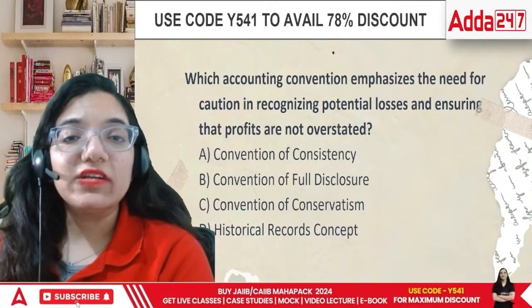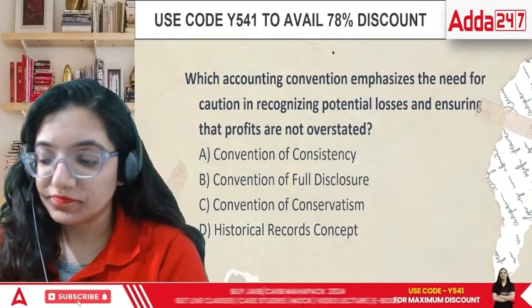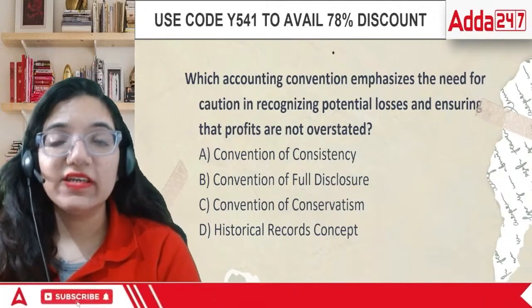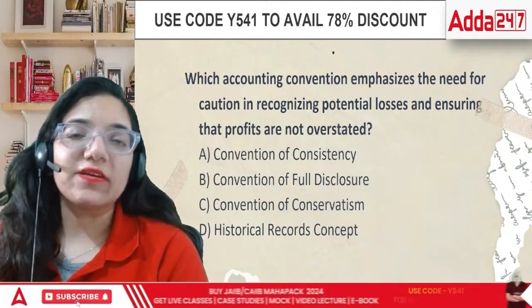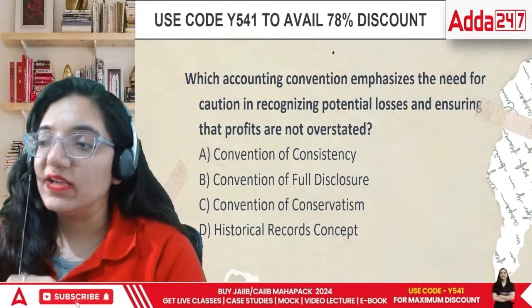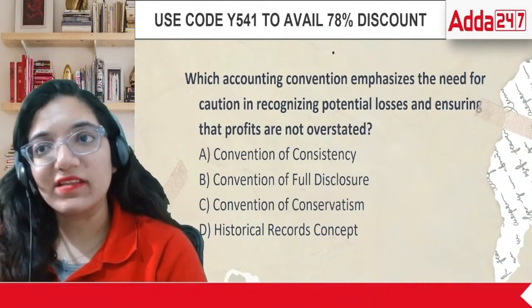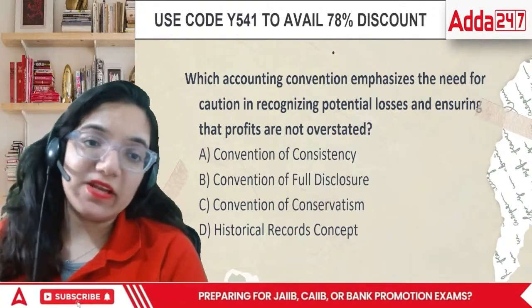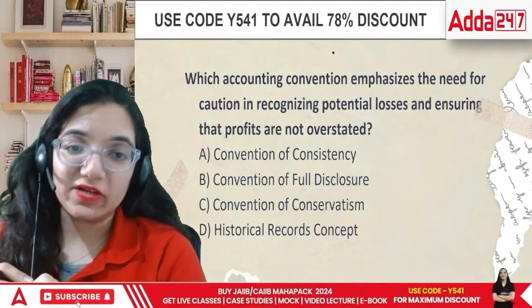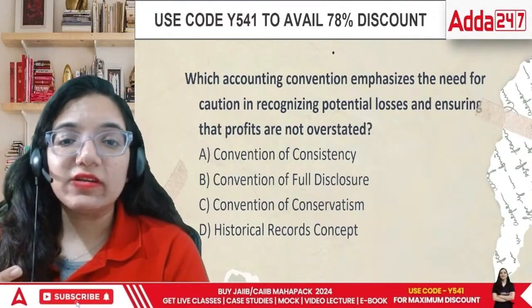Then we have the historical records concept. Historical records means whatever was history, everything goes as per that particular thing only. Historical cost is basically the area where we record things at the cost that we actually paid. The past amount we paid is what we record in the books of accounts.